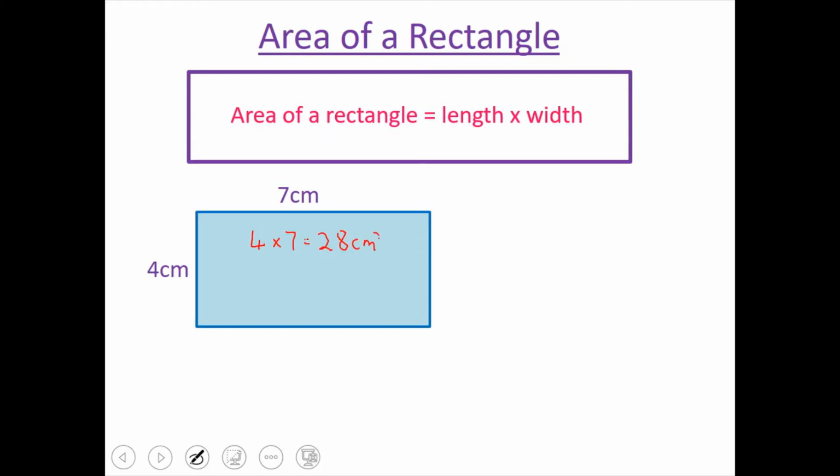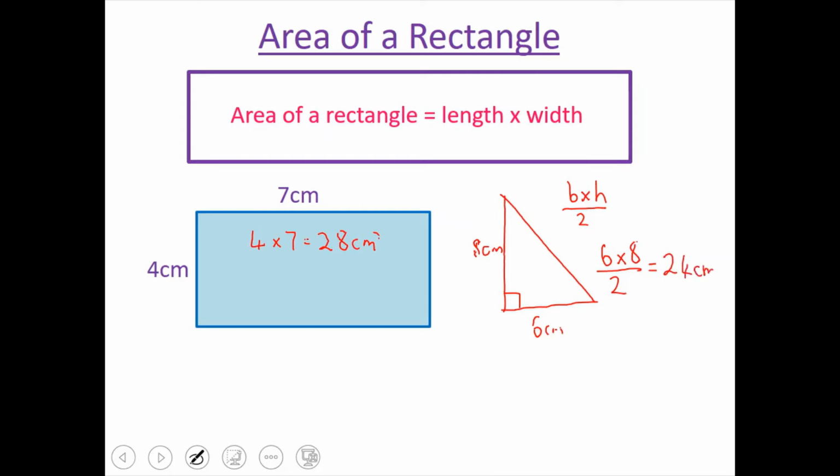Also, if I said, what is the formula to work out the area of a triangle? So if I just quickly draw a triangle here, and I say the base is 6 centimeters, and the height is going to be 8 centimeters. What you need to do is remember the formula, which is base times height. You have to divide that by 2 because it's a triangle, and it's going to be 6 times 8, base times height, and don't forget divided by 2, and the answer is 24 centimeters squared.